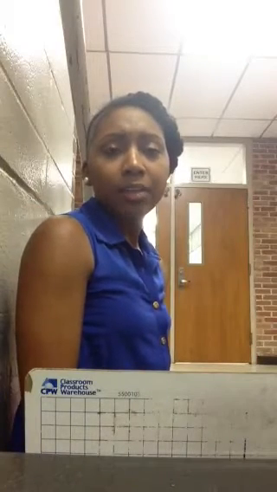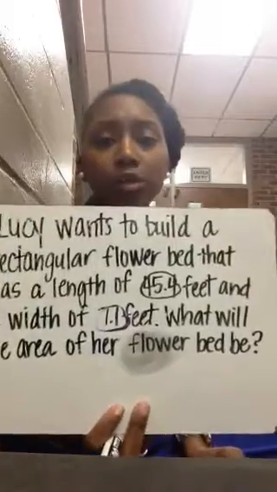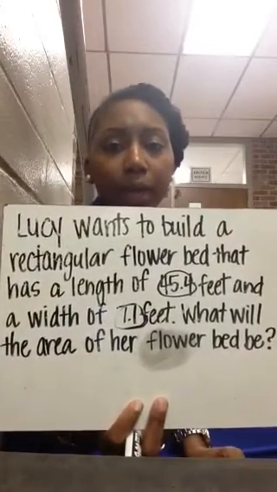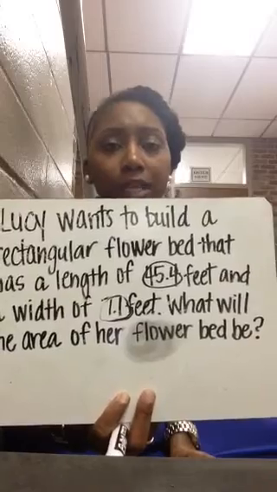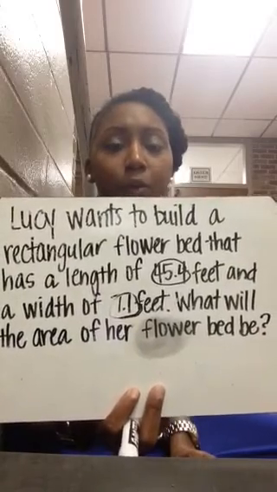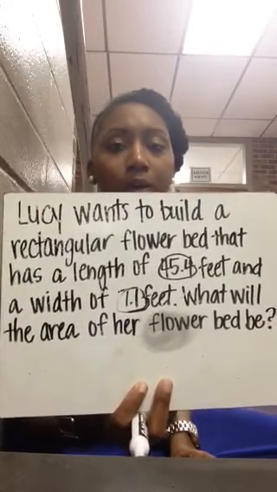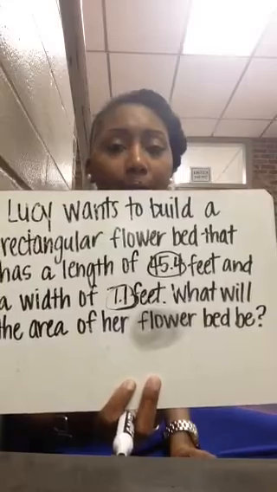Lesson 11. In this lesson, you will use estimation and place value to determine the placement of a decimal point within a problem. First, let's look at this problem. Lucy wants to build a rectangular flower bed that has a length of 45.4 feet and a width of 7.1 feet. What will the area of her flower bed be?